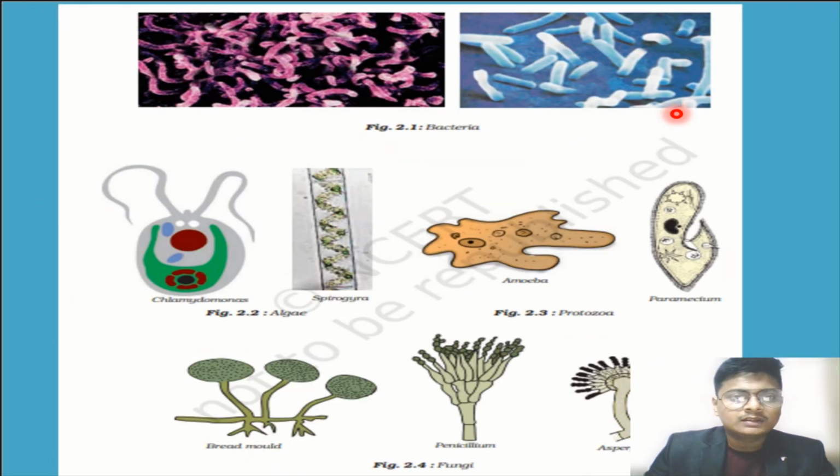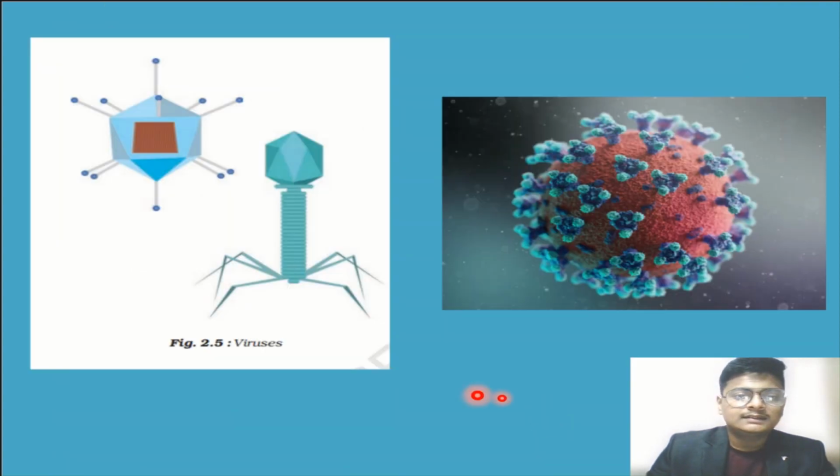Okay students, see, this is the image of bacteria. This is Chlamydomonas, which comes under algae, and there are amoeba and paramecium, which come under protozoa. And there is bread mold, and also yeast. There are penicillium and aspergillus, which all come under the category of fungi. And now see the viruses, they have different types of structures. We can see 1, 2, 3, and this recent one, which one is it? This is called coronavirus.